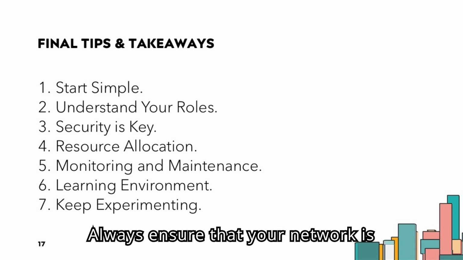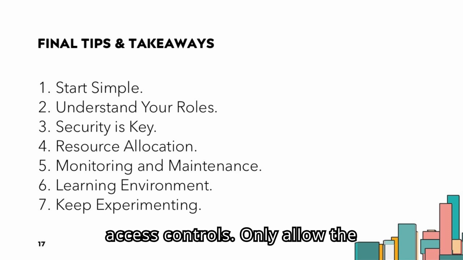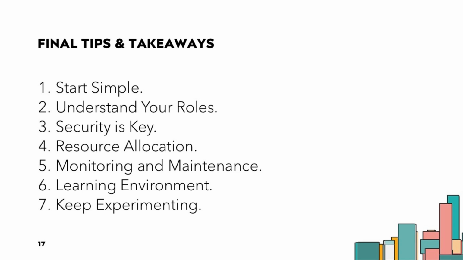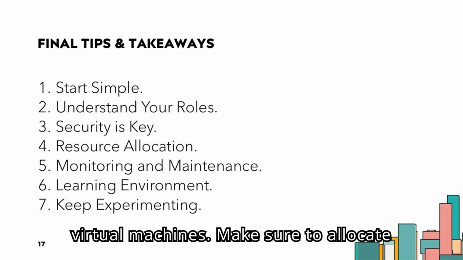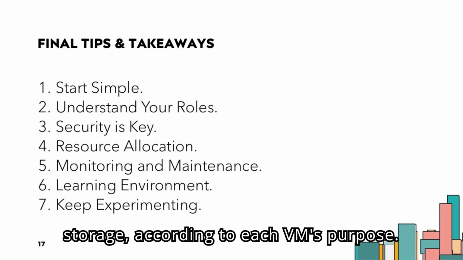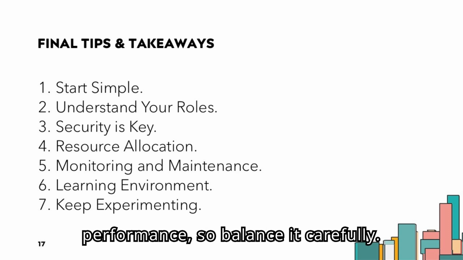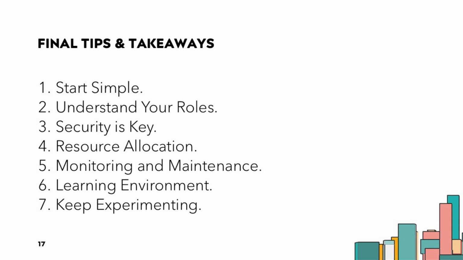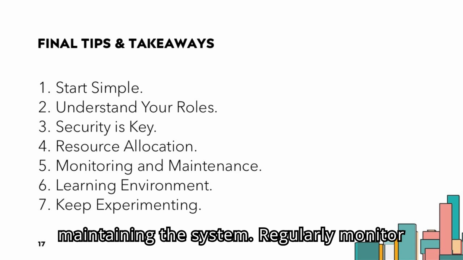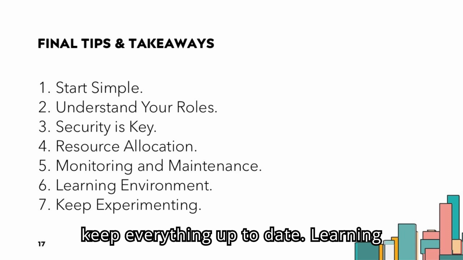Security is key. Always ensure that your network is secured with proper firewall rules and access controls. Only allow the necessary traffic and always review and update your security measures regularly. Resource allocation. When provisioning virtual machines, make sure to allocate resources, like CPU, RAM, and storage, according to each VM's purpose. Too much or too little can impact performance, so balance it carefully. Monitoring and maintenance. IT support plays a key role in troubleshooting and maintaining the system. Regularly monitor performance, address issues quickly, and keep everything up to date.